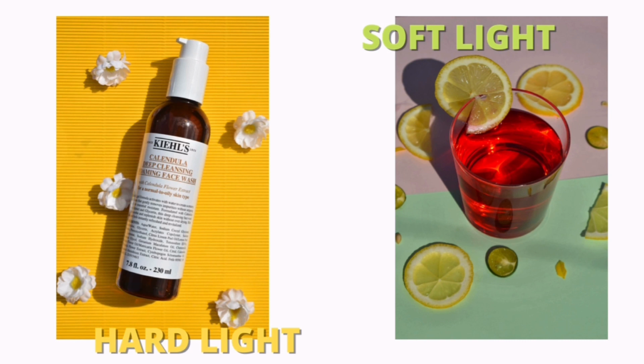Moving on to the next type of light, which is hard light and soft light. Hard light can be very bright and can cast very strong shadows. Soft light is light with less intensity and does not cast strong shadows. It can be used to create images that are soft with less contrast.